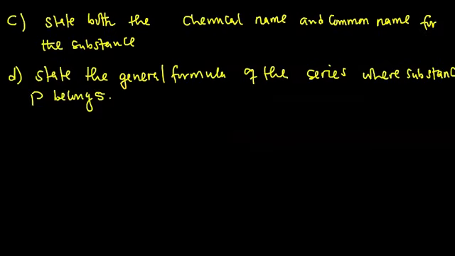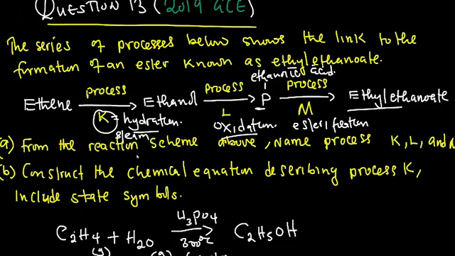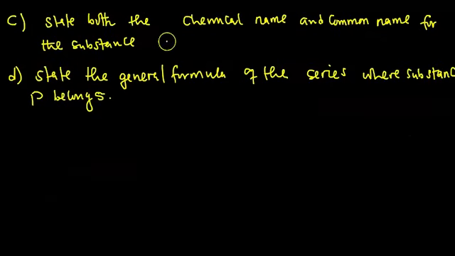So for question C, state both the chemical name and the common name for a substance. Which substance? You are looking at the common name. Here, construct the chemical equation for process K and include... So here it has to be: state both the chemical name and the common name for substance P.